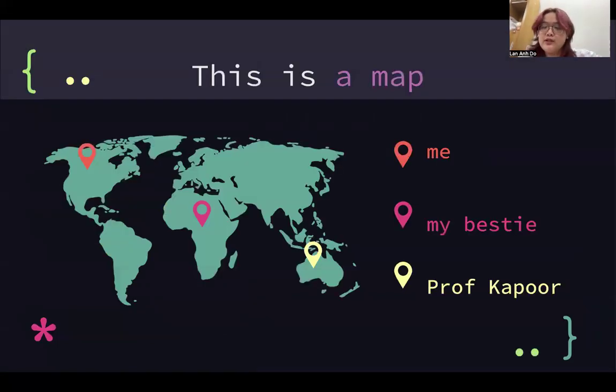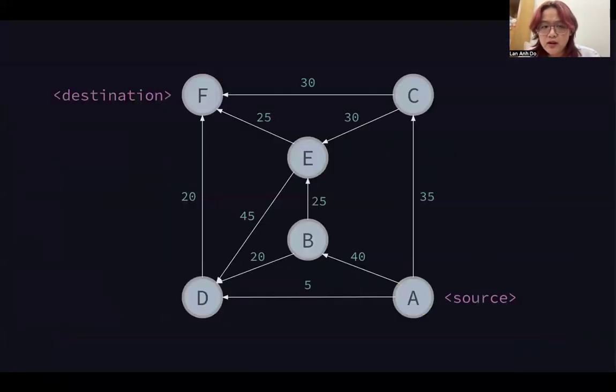Okay, think about this. I need to get to my bestie's house, but the road that I usually take has so much traffic that I need to find a different path to get there, a much more efficient one. So for the sake of simplicity, I'm going to represent my map with a weighted graph like this, with A and F being my source node and my destination node, and in between, we have all the different nodes to represent different locations that we're going to visit during my trip.